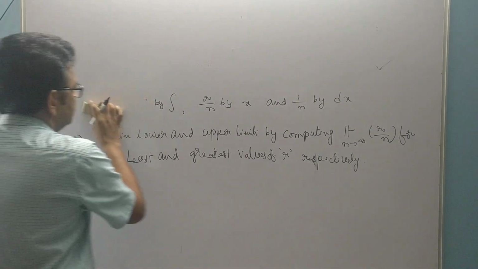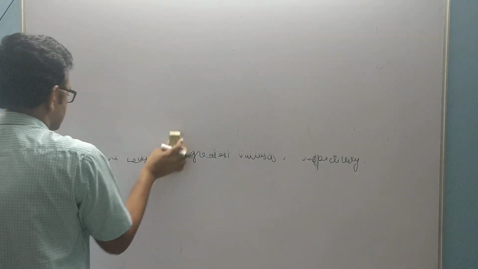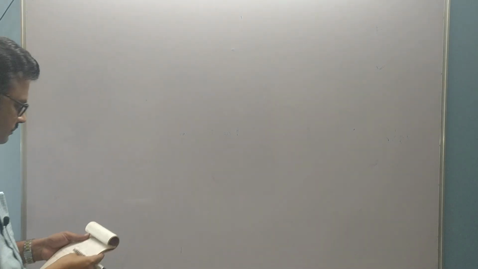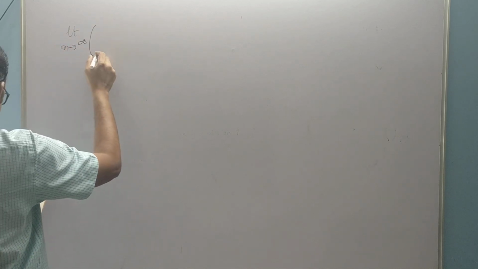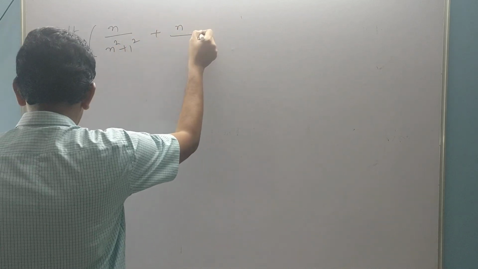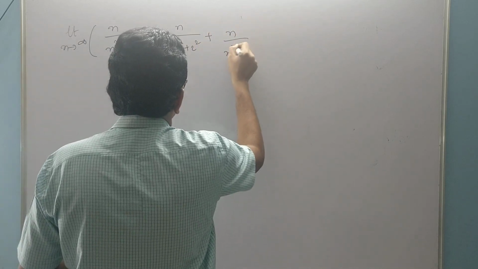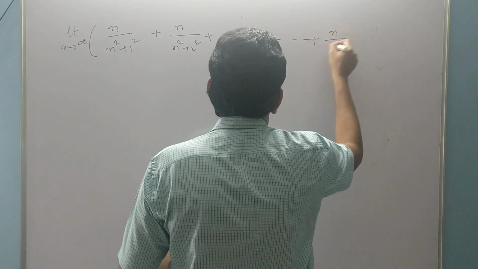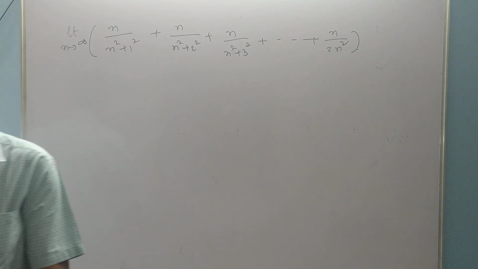Now, the first problem. Limit of n tends to infinity of n by n square plus 1 square, plus n by n square plus 2 square, plus n by n square plus 3 square, plus and so on, up to n by 2n square.